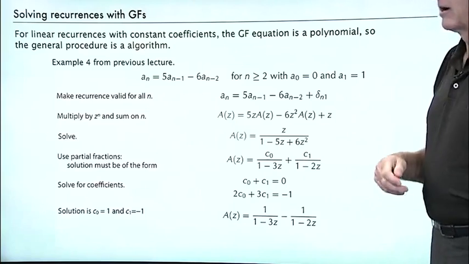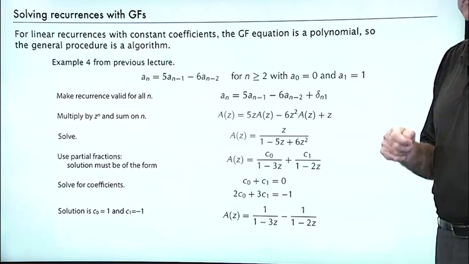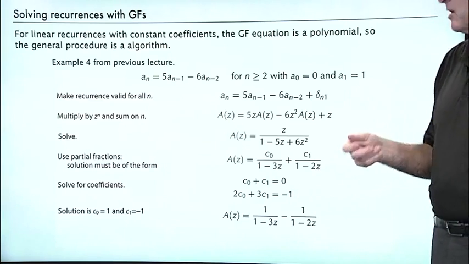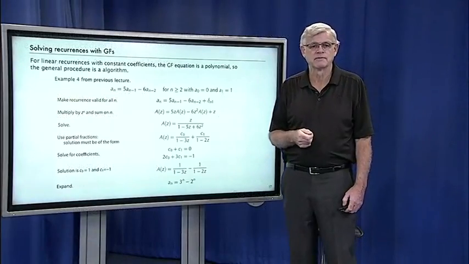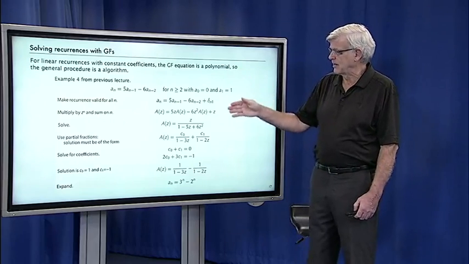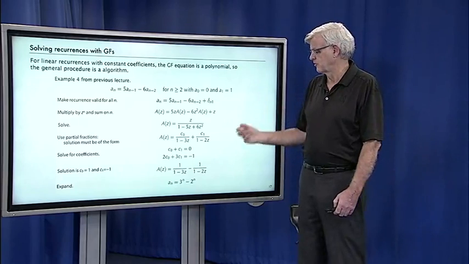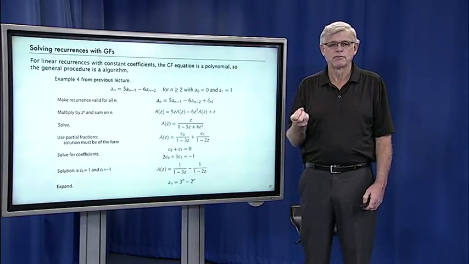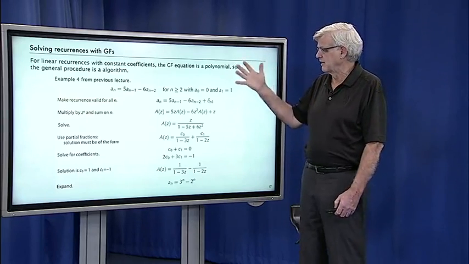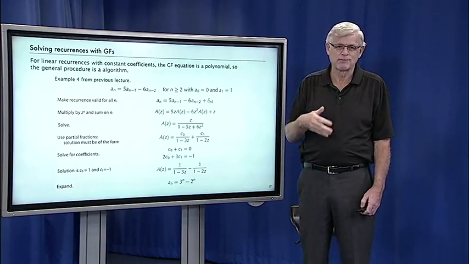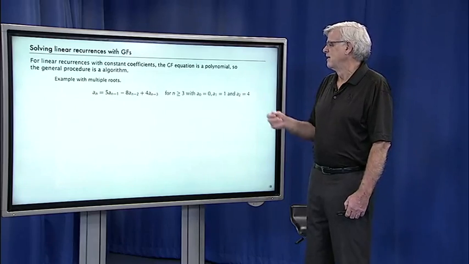And so that now expresses the generating function as a difference between two geometric sums, and those we know how to expand. It's 3 to the n minus 2 to the n. So that's step by step. Given a recurrence, we can get the solution, that is a simple expression for the coefficients. And that's going to work in every case. Now there are complications that arise. Let's look at a more complicated example.